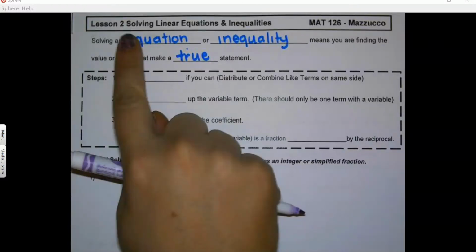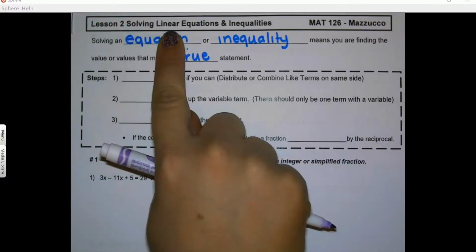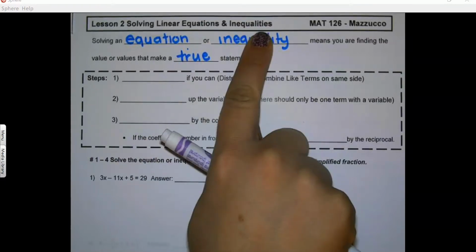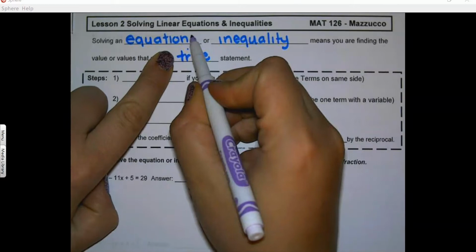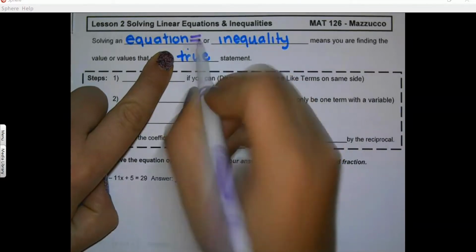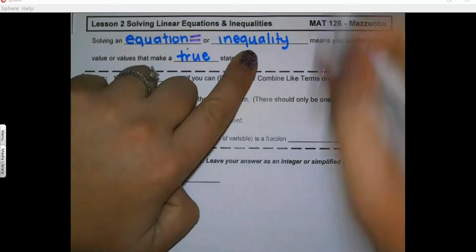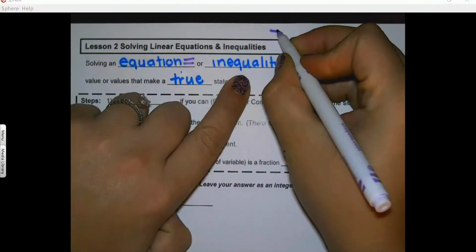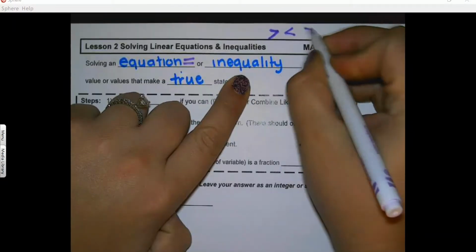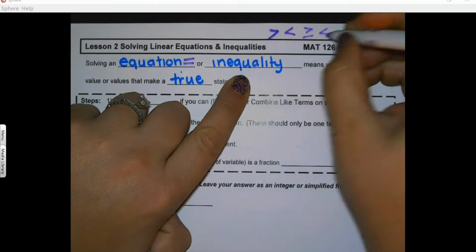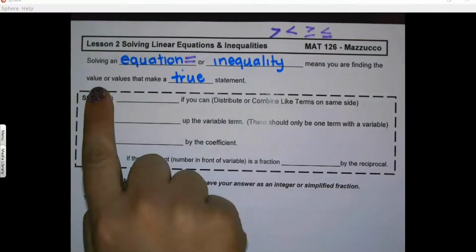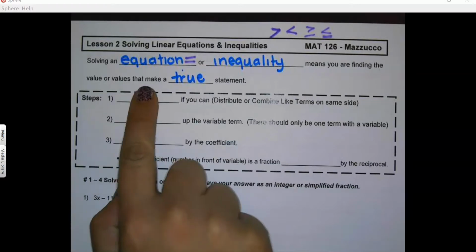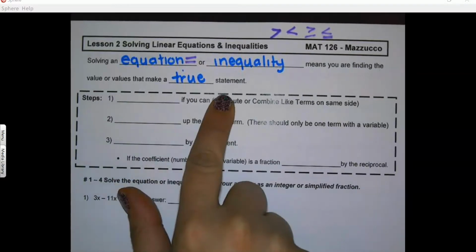In this video, we are going to learn how to solve linear equations and inequalities. Solving equations, and you'll know it's an equation because it'll have an equal sign in it, or an inequality symbol. So an inequality symbol looks like this. Solving means that you are finding the value or values that make a true statement.